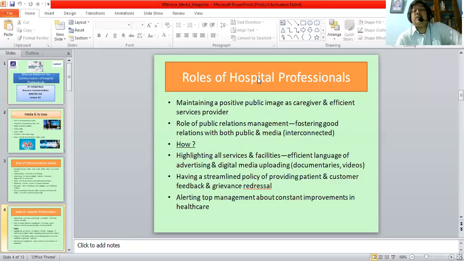Also, of course, you are playing the role of a public relations officer, or you are managing public relations. You are fostering good relations with both the public and the media through your job and the administrative functions which you are discharging. If you take care of your patients, if your patients are constantly in touch with you by phone, by email, by WhatsApp messages, then if they are contacted by media persons about the quality of the healthcare and support and assistance that you provide, they will all be able to give positive stories. Naturally, they will speak well of you if they get quality service.